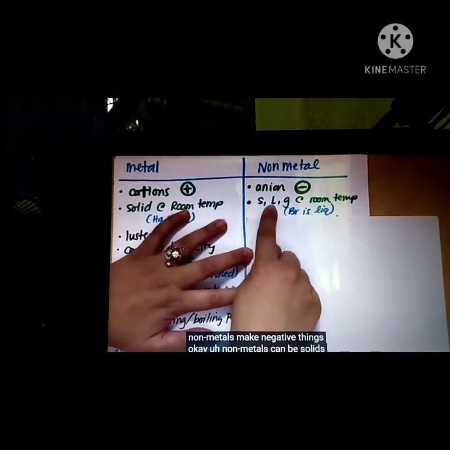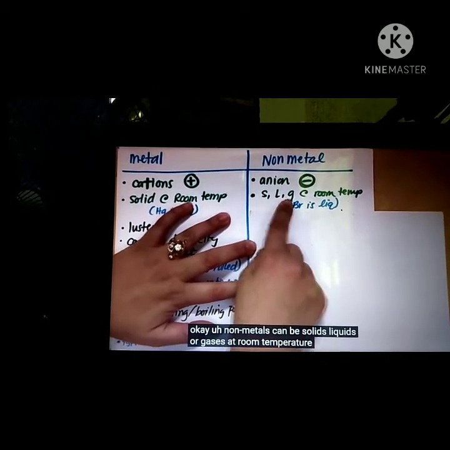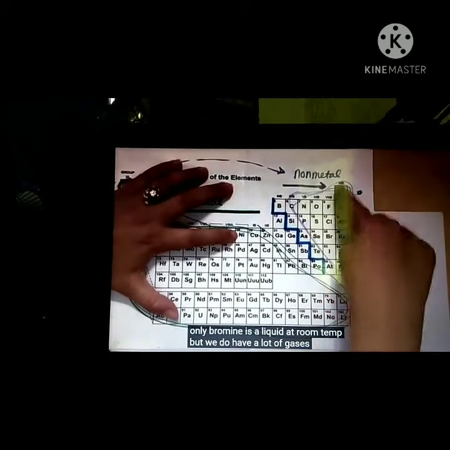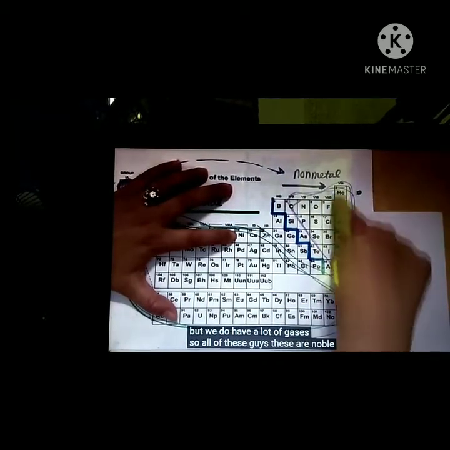Okay. Nonmetals can be solids, liquids, or gases at room temperature. Only bromine is a liquid at room temp. But we do have a lot of gases, so all of these guys, these are noble gases, right?